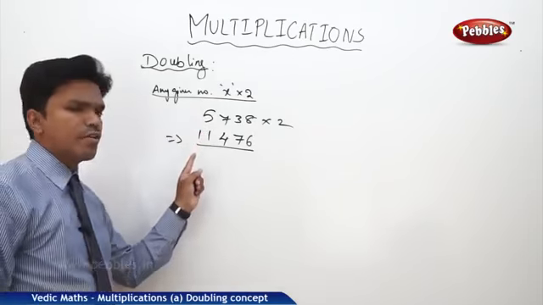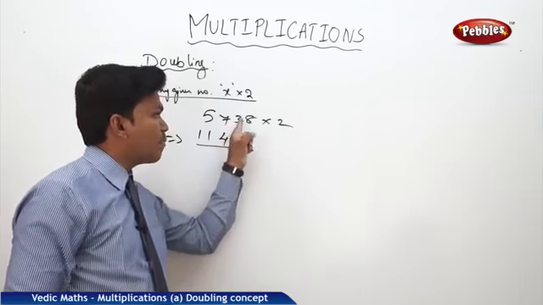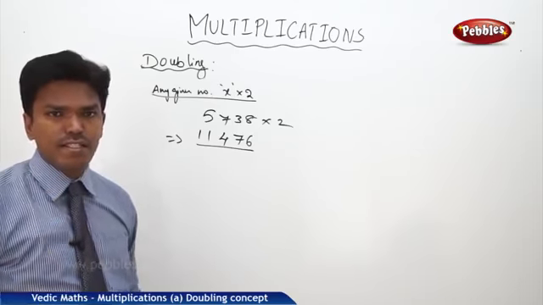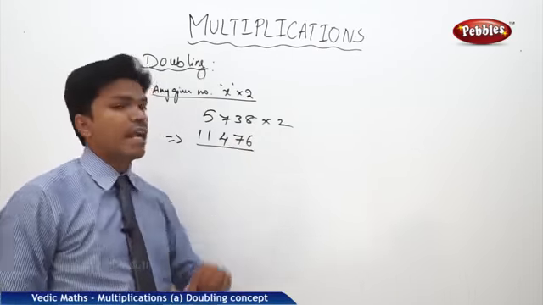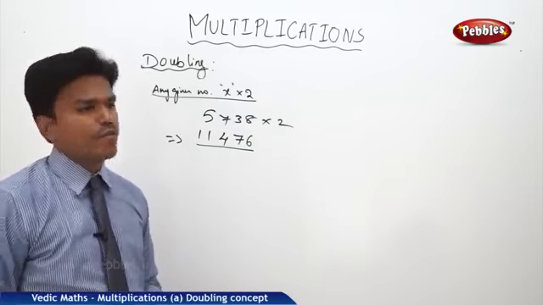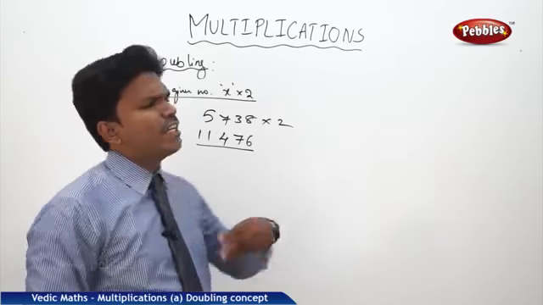Now 2 7s is 4 but 4 only. Why? Because the next number is 3, that is group 1. No need of increasing, just drop it as it is. Now 2 3s are 6 but 7. Why? Because the next number 8 is group 2. Now what is 2 8s? 6. So finally what is the answer? 11476. Like this you can multiply any number by 2.